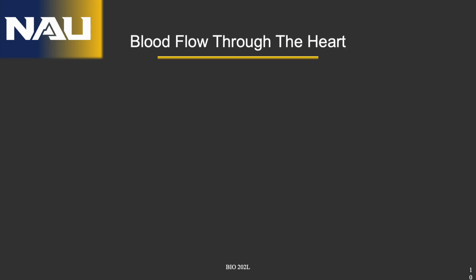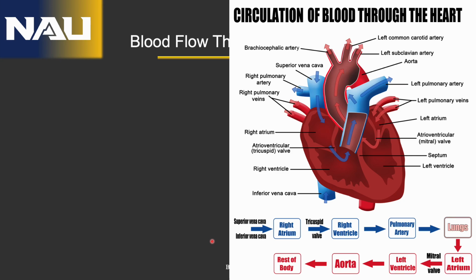Blood flows in a specific path through the heart. You're expected to be able to trace where blood will move through the heart from any given chamber and which valve it will be moving to or from. So pay special attention to this slide. This would be a great one to study. So on the right here, you can see the path that blood takes through the heart.